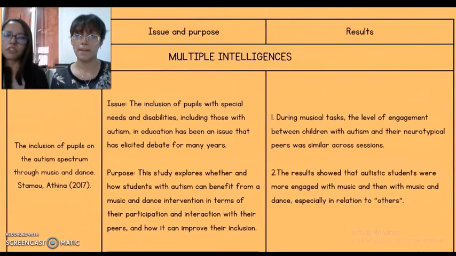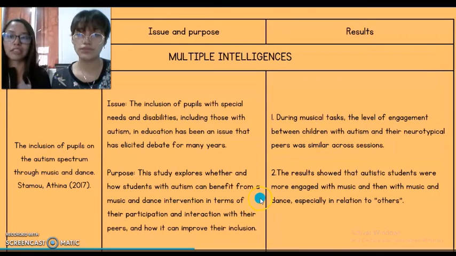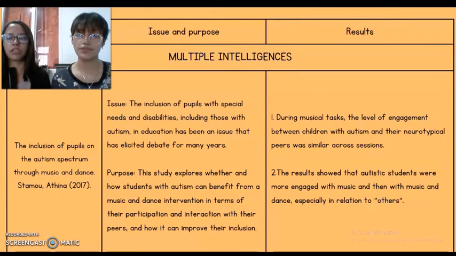Well, the final report that we want to present to you is one related to the multiple intelligences theory. This one is from 2017. As Gardner proposed eight intelligences, we wanted to present to you this one that is focused on musical intelligence. Here the author works with children with autism and children with neurotypical development. This study aims to explore how students with autism relate to and benefit from music and dance.